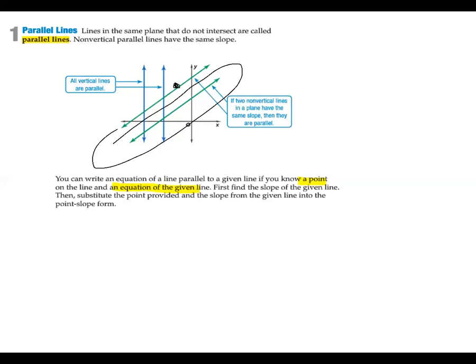So first, what you're going to do is find the slope of the given line. If they give you the equation, you can figure out the slope quite easily. Then substitute the point provided and the slope from the given line into the point slope form, because parallel lines have the same slope. So if you know the slope of one line, the parallel line is going to have the same slope. If you also know a point on that line, well, now you know a point and you know slope, just use point slope form. Okay, so let's do it.